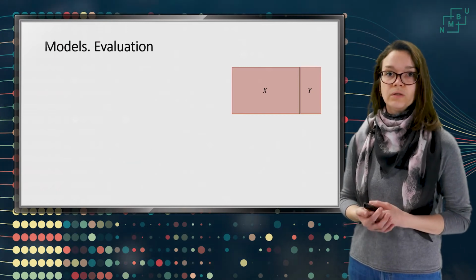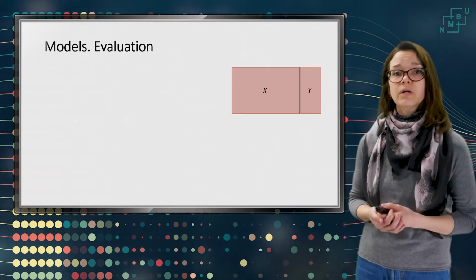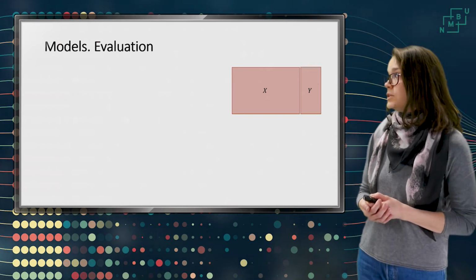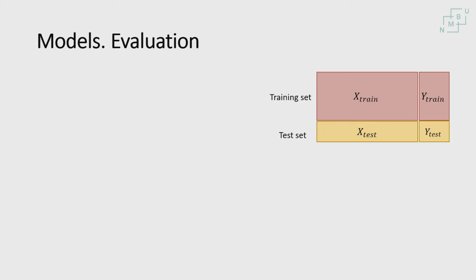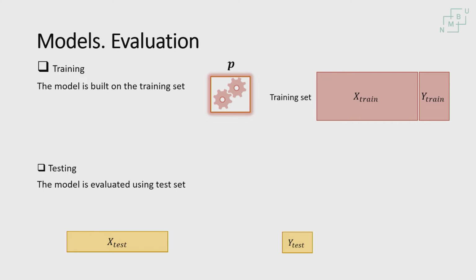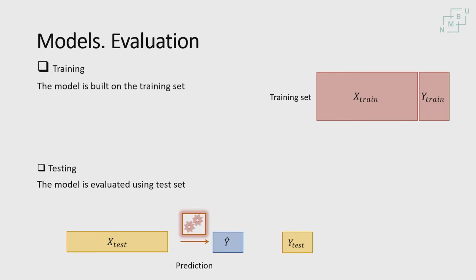To find this out, we need to evaluate our model on unseen data. How do we do this? For this, we need to split our data into a training set and a test set. We build the model on the training set, and we need to test this model using the test set. So the model is used on the new samples, and the labels are predicted, and then we need to compare these labels with the actual labels we know of the test set.